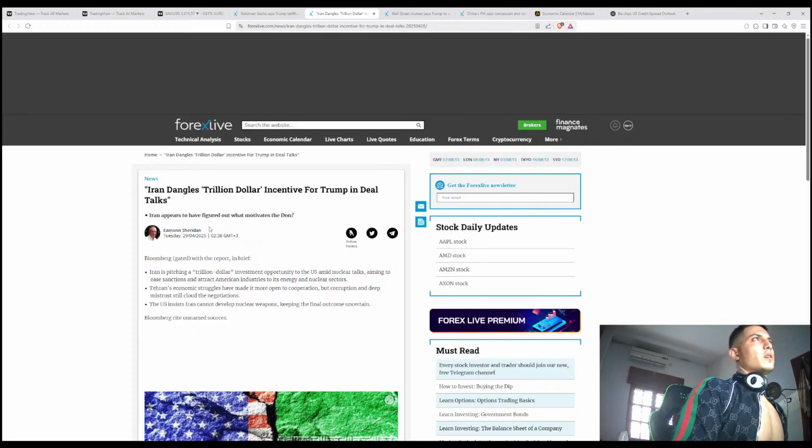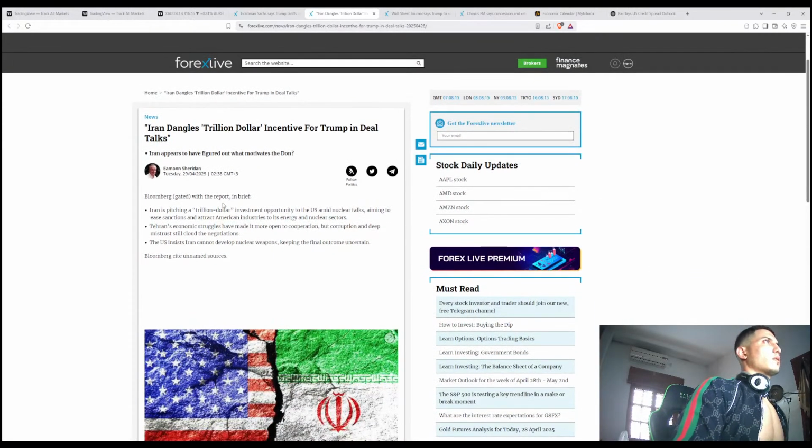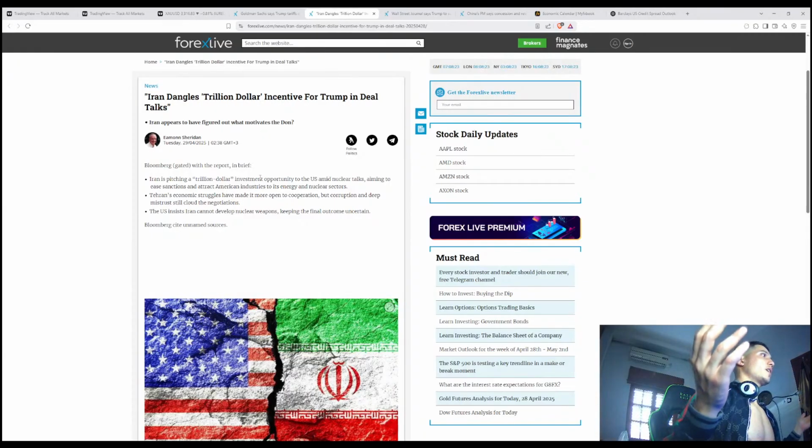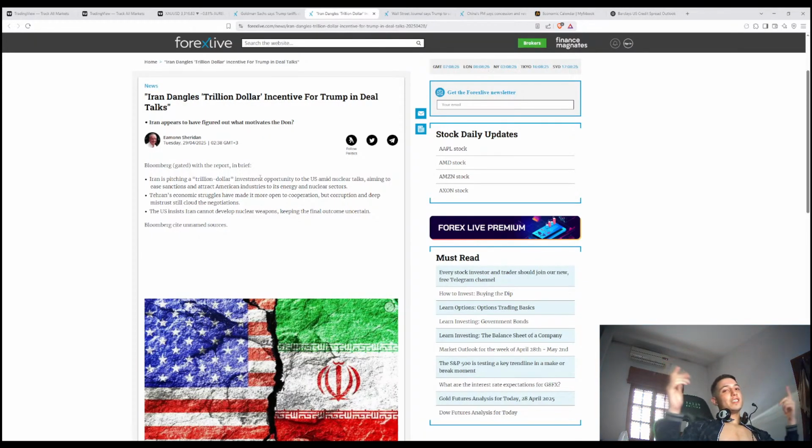Iran dangles $1 trillion incentive for Trump in deal talks. Iran appears to have figured out what motivates the Don. Money, of course. Surprise, surprise. It's money. Iran is pitching a $1 trillion investment opportunity to the US amid nuclear talks aiming to ease sanctions and attract American industries to its energy and nuclear sectors. Tehran's economic struggles have made it more open to cooperation, but corruption and deep mistrust still cloud the negotiations.